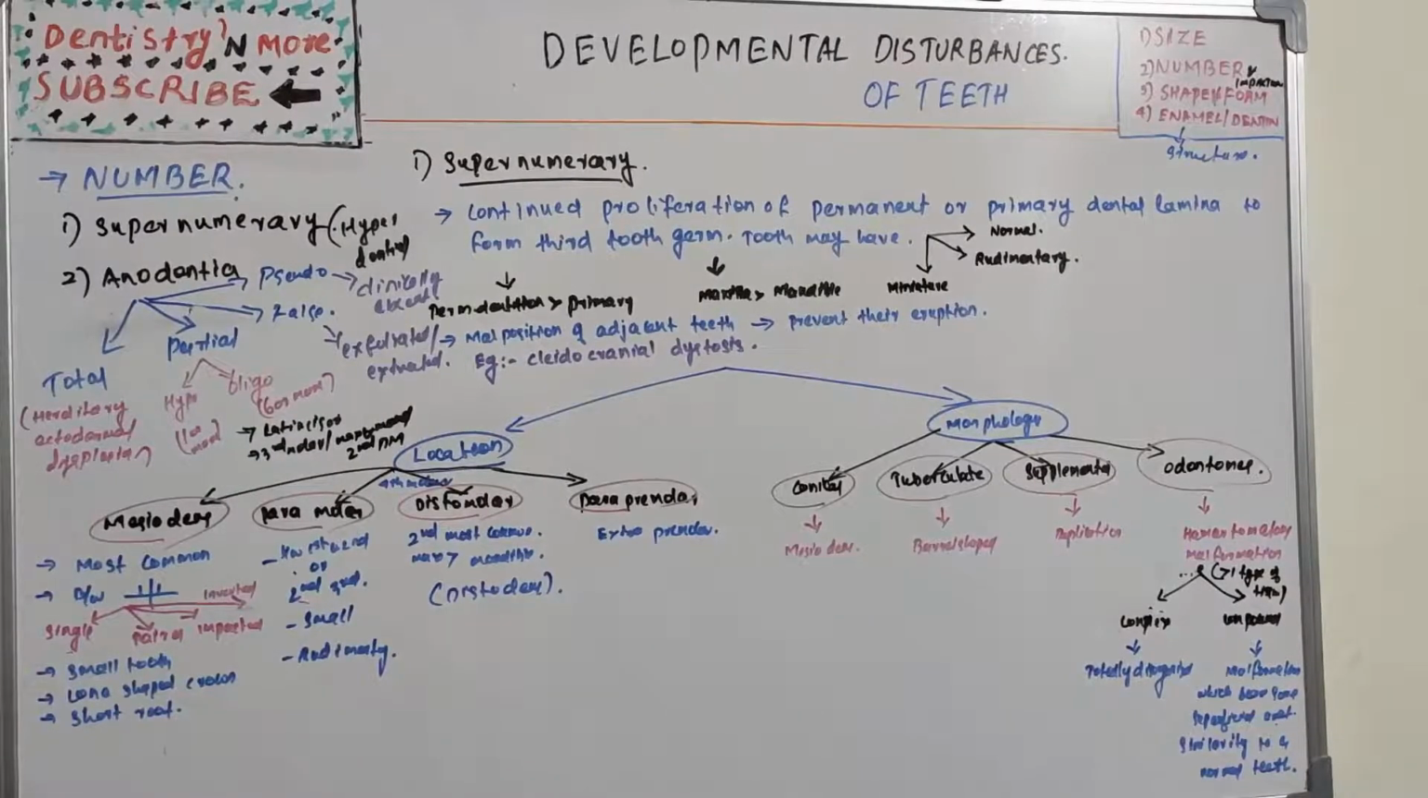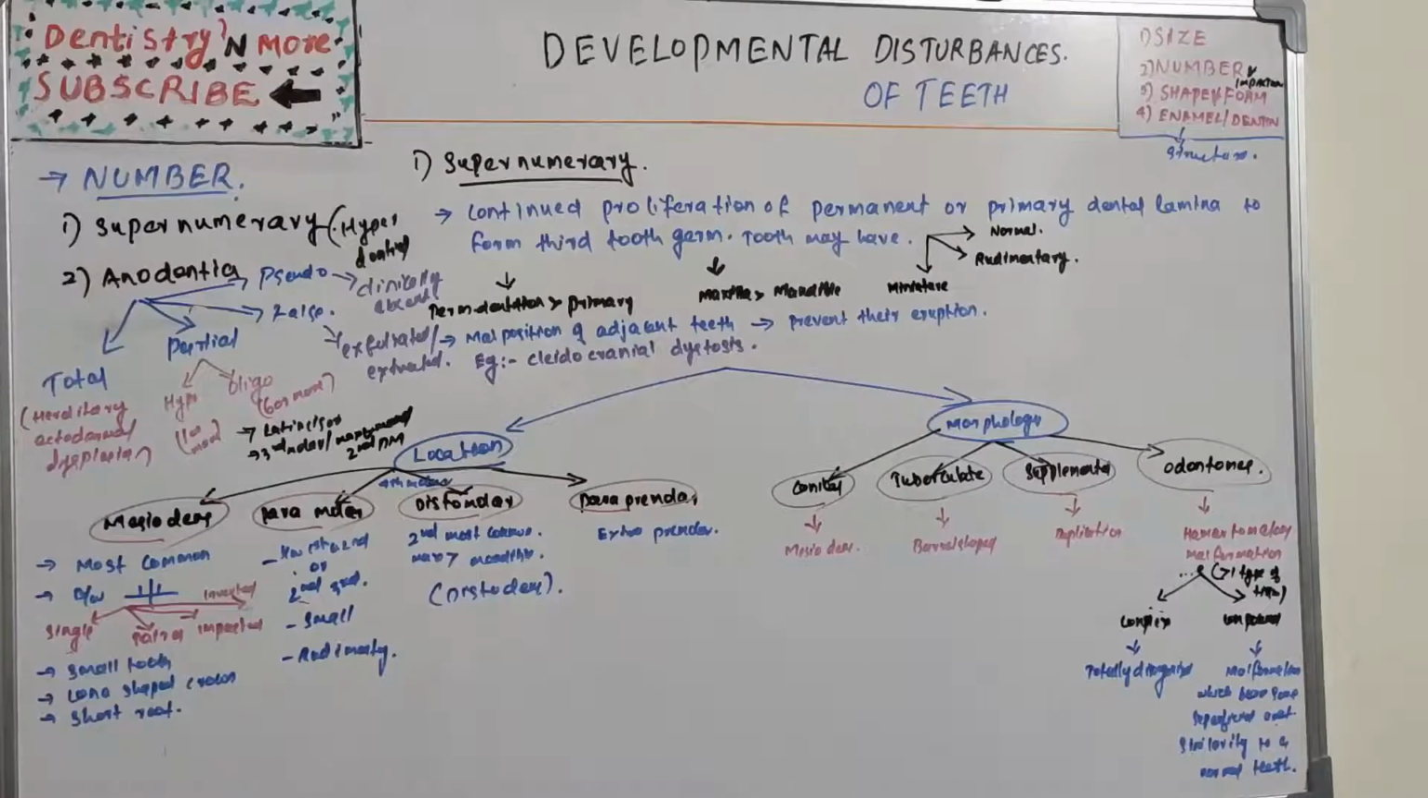The supernumerary teeth are also known as hyperdontia. Hyperdontia is more number of teeth present compared to the normal, and anodontia is loss of teeth. So first let's see anodontia, then we'll move on to the supernumerary teeth.